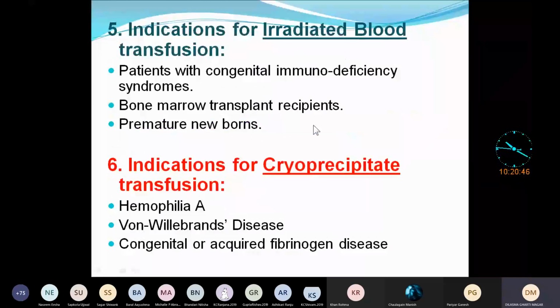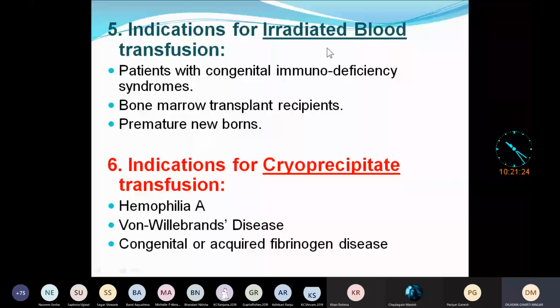So now we'll come to the indications for irradiated blood transfusion. Irradiated means, I told you, with the help of ultraviolet rays the blood is irradiated. This irradiated blood transfusion can be given in case of congenital immunodeficiency syndrome. Here the person's immune deficiency is not because of an acquired reason, but it is there since birth, isn't it? Patients with congenital immunodeficiency syndromes can be prone to infection.